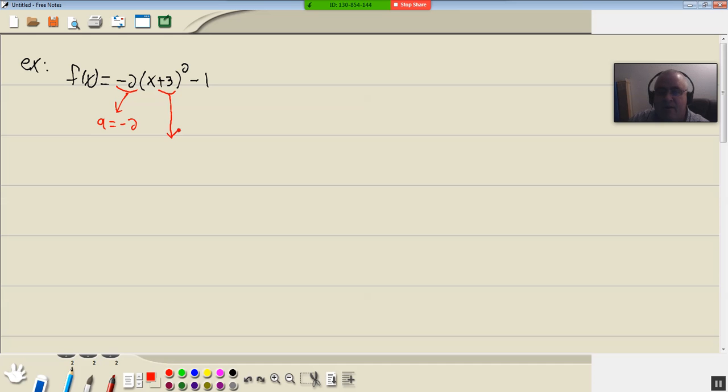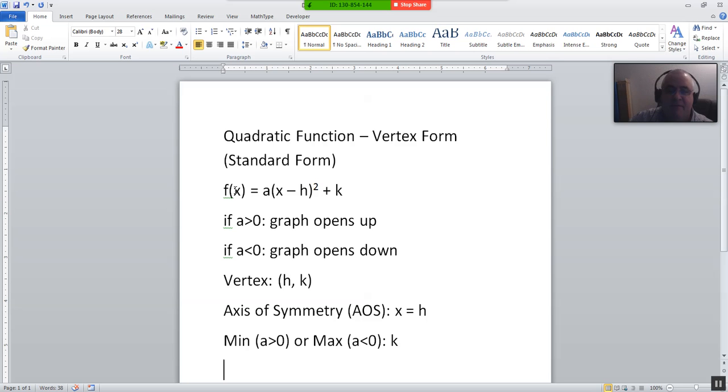Whatever's right here is going to be your h, and it'll always be opposite sign. So h is going to equal negative 3. And then whatever's here is your k, so k is going to equal negative 1. Now if you're wondering, well, why does that sign flip on this? It's a positive here, but we wrote down a negative. Whenever you have a minus or a negative in your formula, that's when you flip your signs.